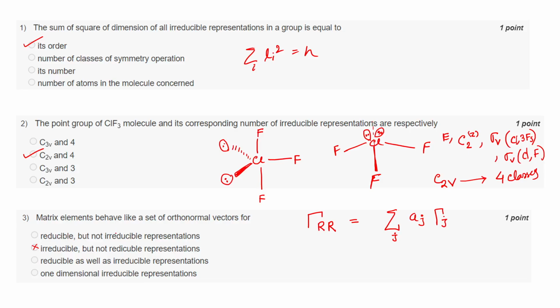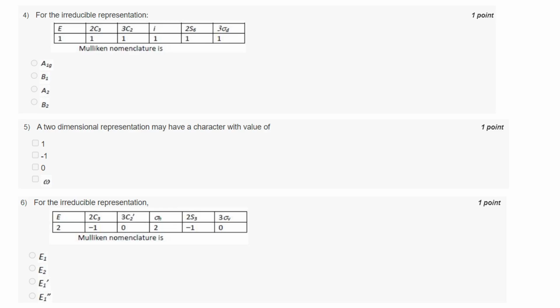Again, reducible but not irreducible representation, that is also not correct. One-dimensional irreducible representation, that is the correct option. But similarly, reducible as well as irreducible representation, these two actually are correct answers, I guess. This should have been a multiple correct answer question, not an MCQ. Okay, I will check with them again, and then let us come back to question number four.